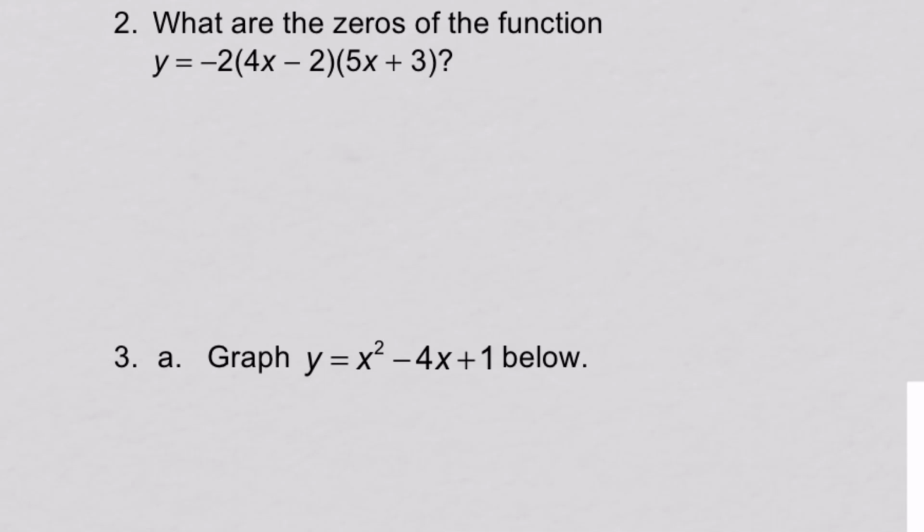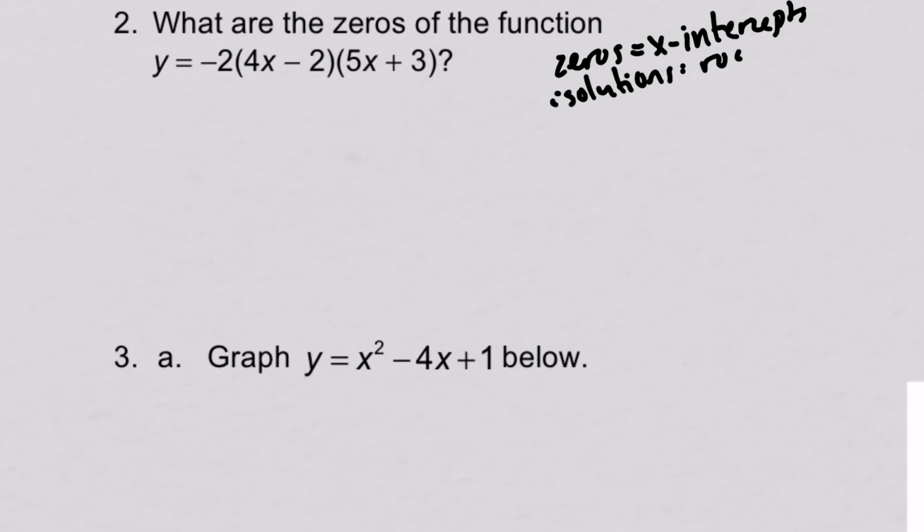Okay, now let's look at number 2. It says, what are the zeros of the function? Remember, zeros is equivalent to the x-intercepts, or we can also call them the solutions, or we can also call them the roots of the function. They all basically refer to the same thing. Okay, the zeros, we're going to find them by setting the equation equal to 0. So what I'm going to do is replace this y with 0. And now since it's already in factored form, or intercept form, it makes it real easy to solve.